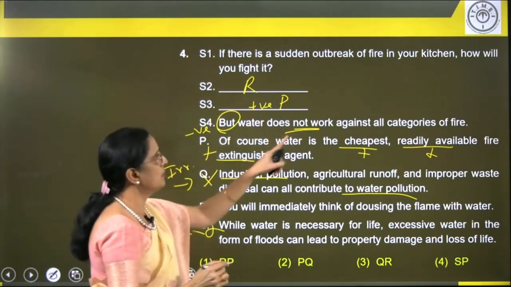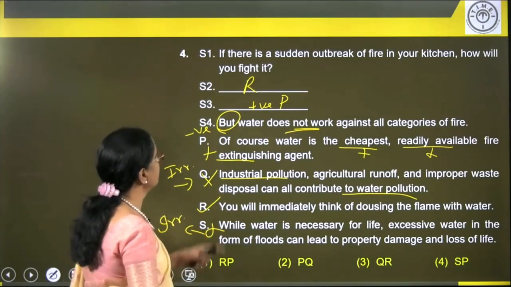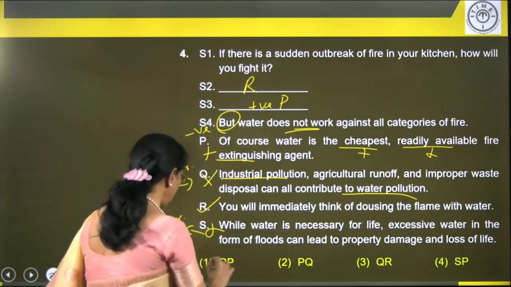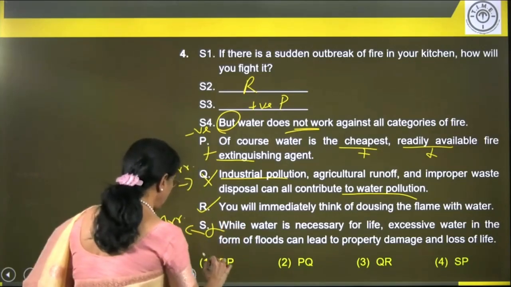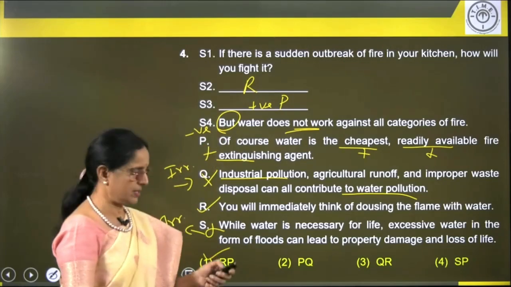But water does not work against all categories of fire. So, our answer is RP. Do you have RP anywhere? Yes. So, this is our answer. Clear? So, look at the flow of thought. Next one.